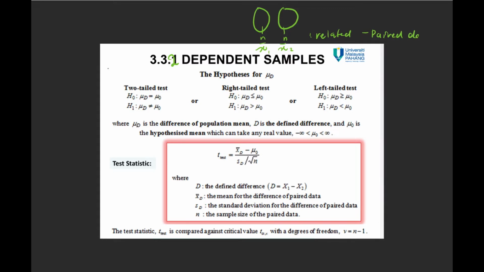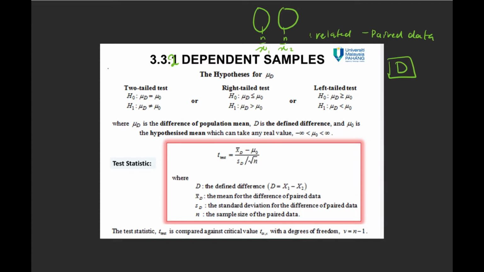You will have a paired data. How do you know that your data is dependent? It is a paired data. Your data must have similar sample size and both of the data came from the same object. So here you will have a capital D. Capital D means that it is a dependent sample. You have a paired data. So hypothesis testing for the dependent sample.